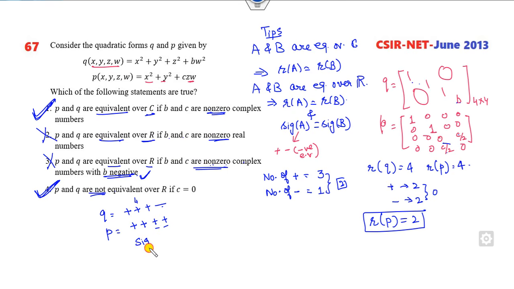So what is the signature? The signature in this case will be either 4 or 2. In the other case, its signature will be 3, which is not the same.